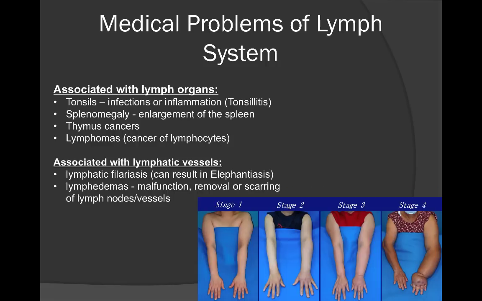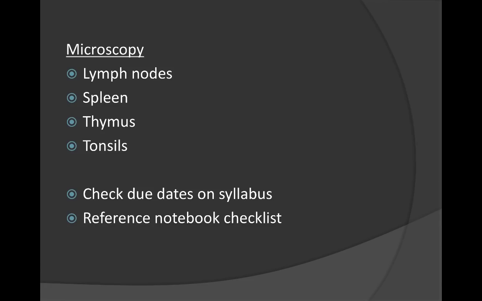And last is lymphedema. This swelling can be hereditary or due to destruction or damage to the lymphatic system as a result of surgery or cancer therapy. This image shows different stages used by physicians to identify the severity of the swelling. So that's it for this lecture.